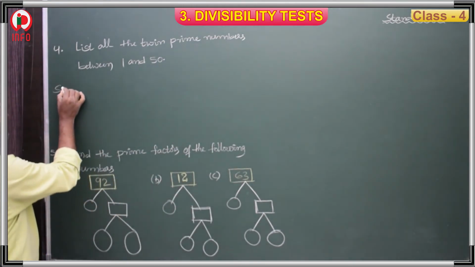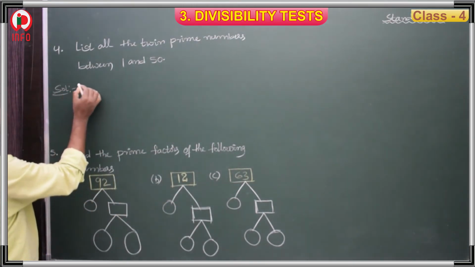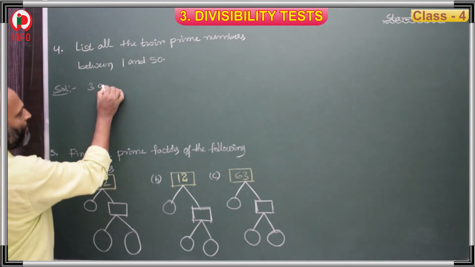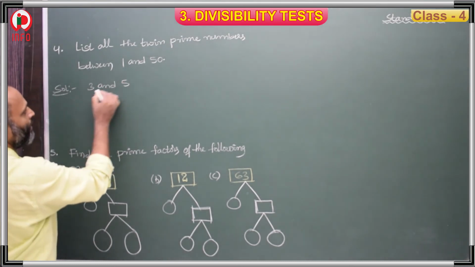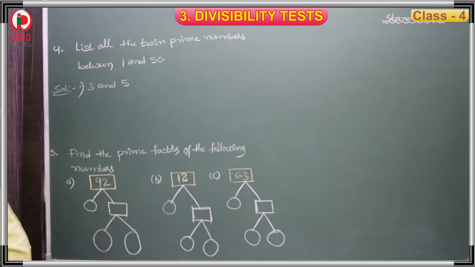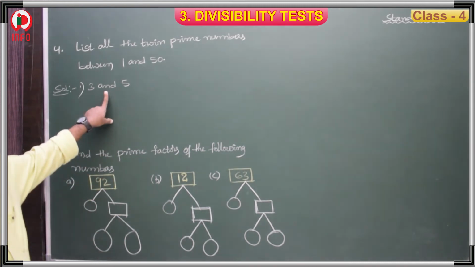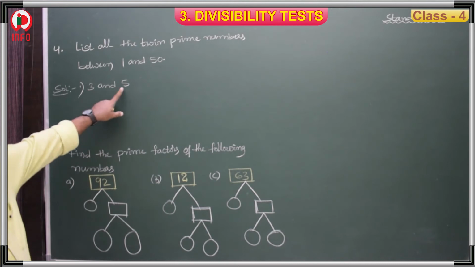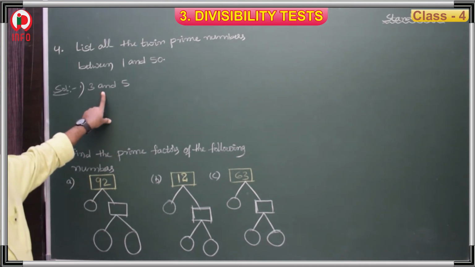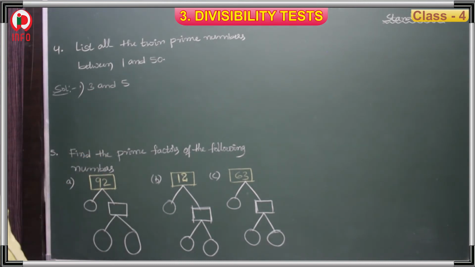Example, 3 and 5. This is one twin prime pair. Between 3 and 5, 4 is there, and 4 is a composite number. In between two prime numbers, if one composite number is there, then they are called twin prime numbers.